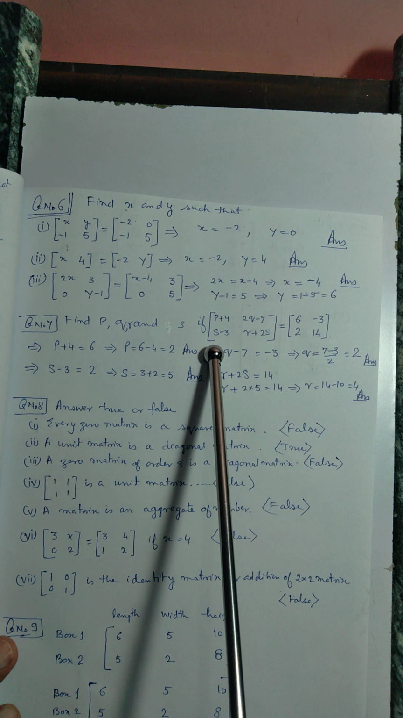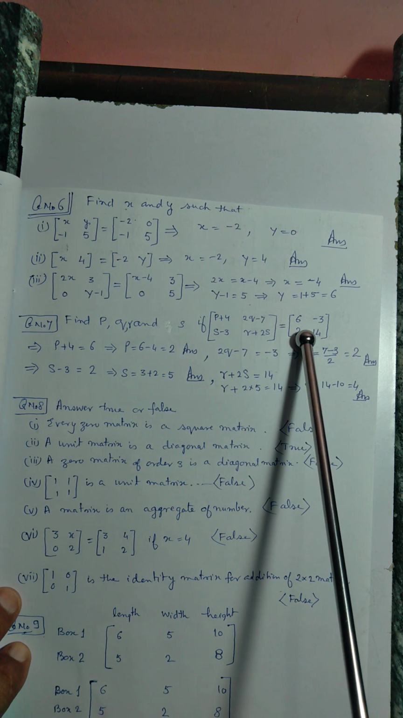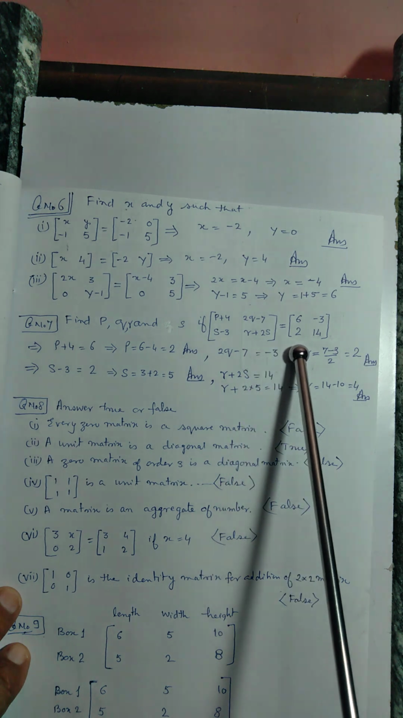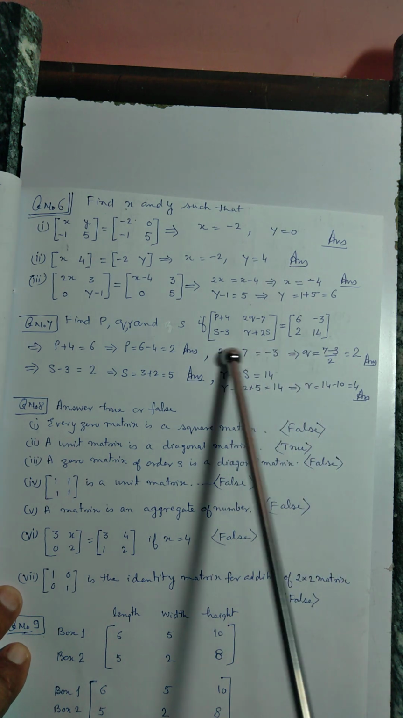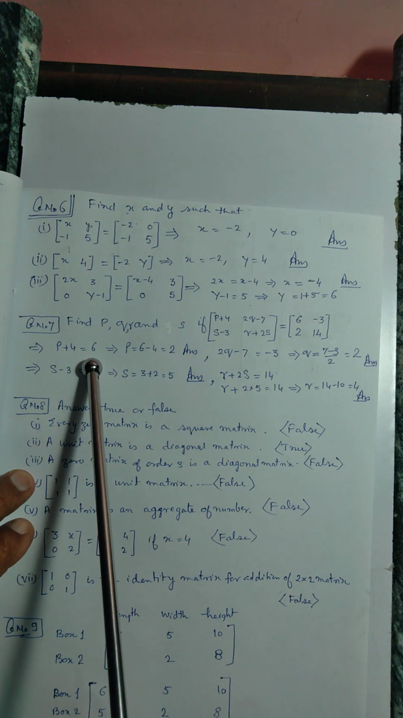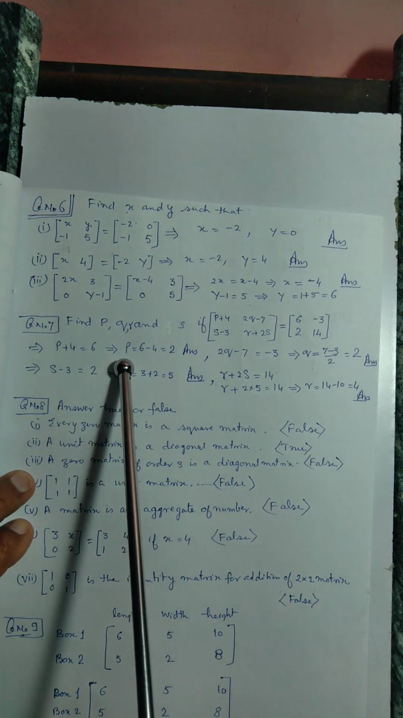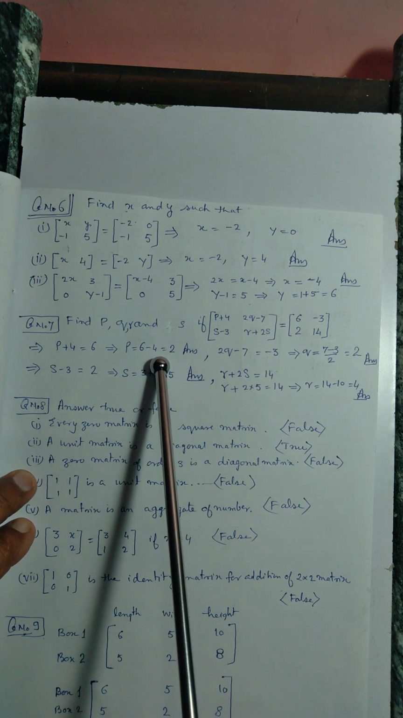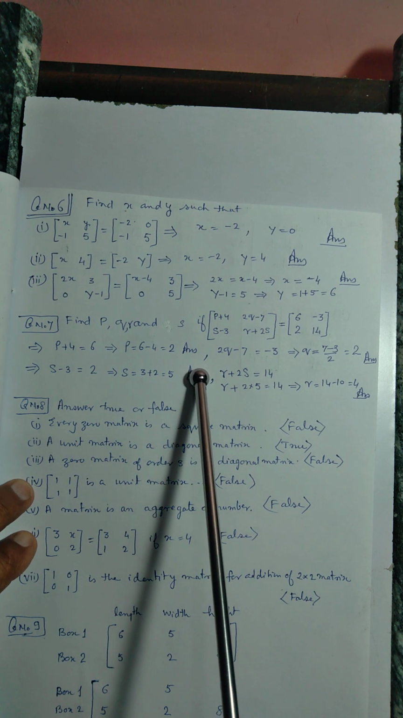Here S minus 3 corresponds to 2. R plus 2S corresponds to 14. So here I have written P plus 4 equal to 6. Again, solve it. P will be equal to 6 minus 4, that is 2. This will be the answer.